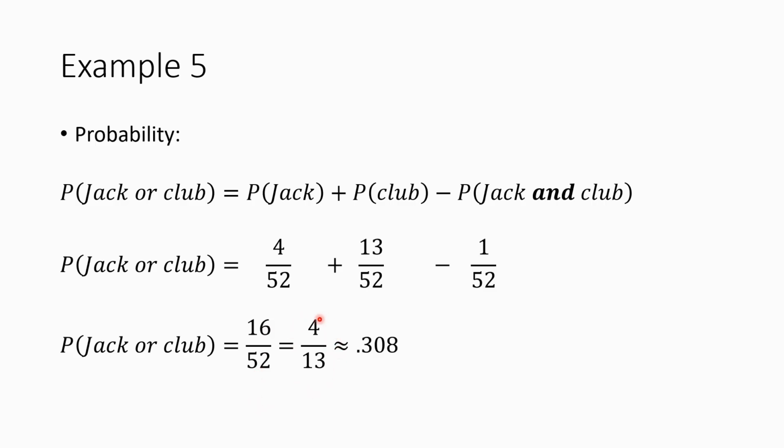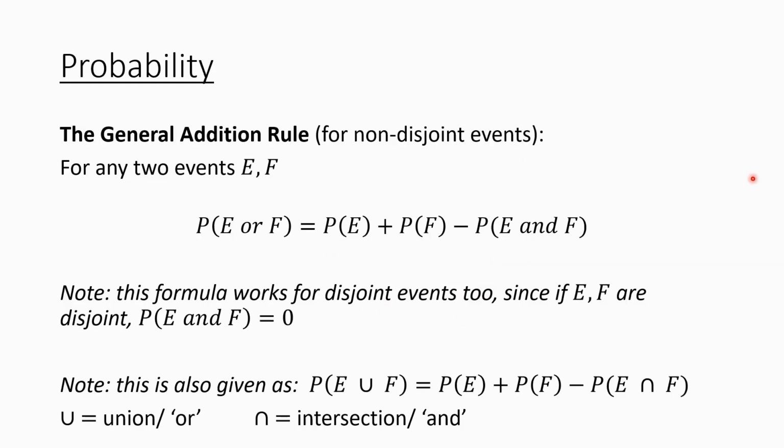Which gives us 16 out of 52. If we simplify that to a reduced proportion, we get 4 out of 13 as a probability, 0.308 or 30.8%, about a third of the time. Okay, so 30.8% of the time when I draw a random card from a standard deck of cards, I will draw a card that is either a jack or a club. This example demonstrates the importance of subtracting the overlapping probability to avoid counting the jack of clubs twice.